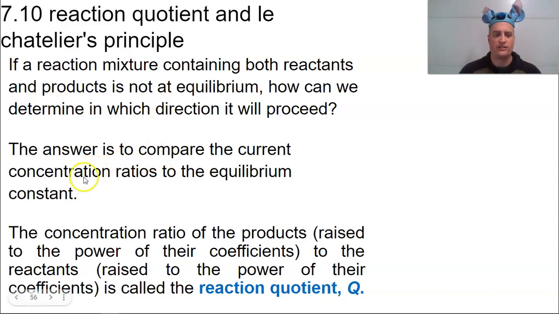We've got to compare the current concentration ratios to the equilibrium constant. The concentration ratio of the products raised to the power of their coefficients, just like in the equilibrium expression, is called the reaction quotient.